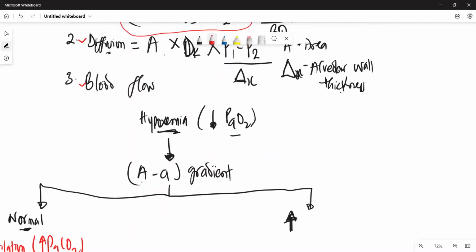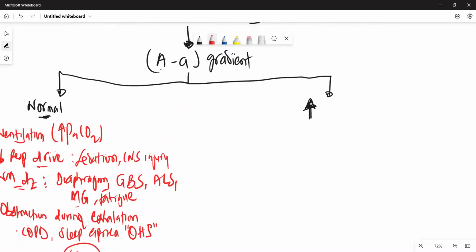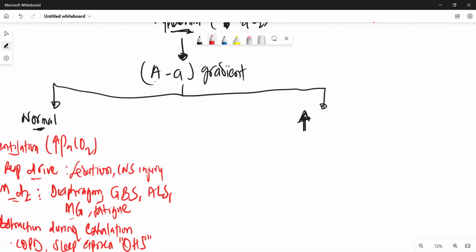So to remember the causes of hypoxemia with increased AA gradients, the first thing we want to ask ourselves is, if I give this patient 100% oxygen, or you increase the FiO2 to 100%, does it correct the hypoxemia?